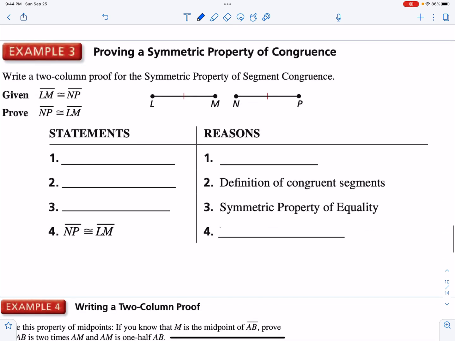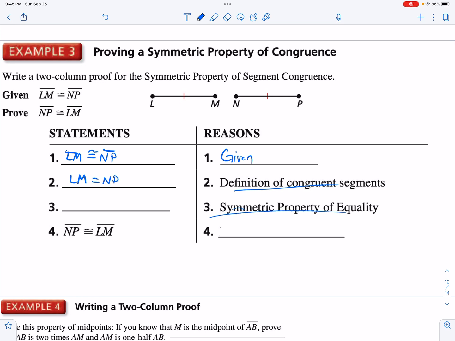Okay, so proving the symmetric property. Again, it's going to look kind of silly and repetitive, but that's how these are. They're super easy. I'm not going to put one like this on the test. It's just doing this so that we can use it later on down the road. So again, first statement is always going to be our given statement, and our reason is given. Notice here it says definition of congruent segments, so we're just going to change our notation.